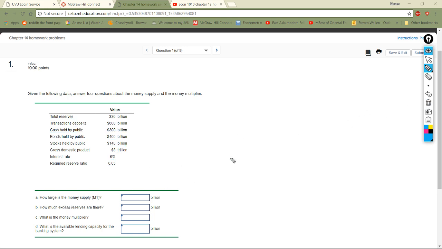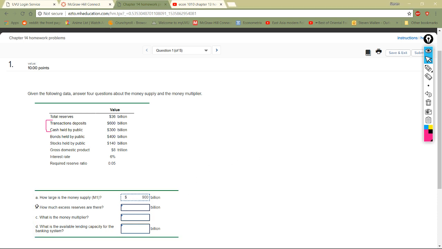How large is the money supply? If you remember, the money supply deals with these two items: transaction deposits and cash held by the public. So altogether, we have 600 plus 300, just 900 billion. That's all it is.